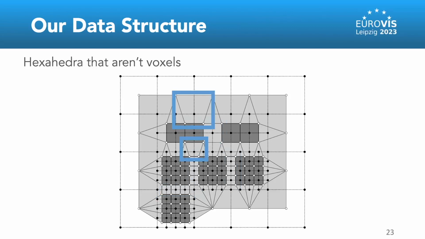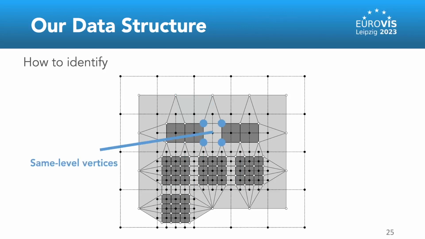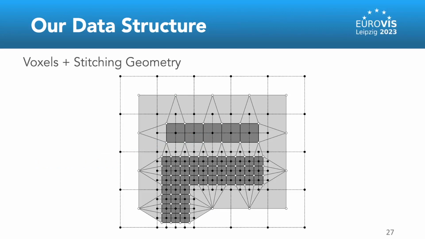And if all the vertices of these hexahedra are from the same level, then we know that they are a voxel and not just a general hexahedron. So in that way, we can easily identify all the voxels in the dataset. This allows us to identify all the voxels, and we now know what the voxels are and what the genuine stitching geometry is, and we can distinguish between the two.